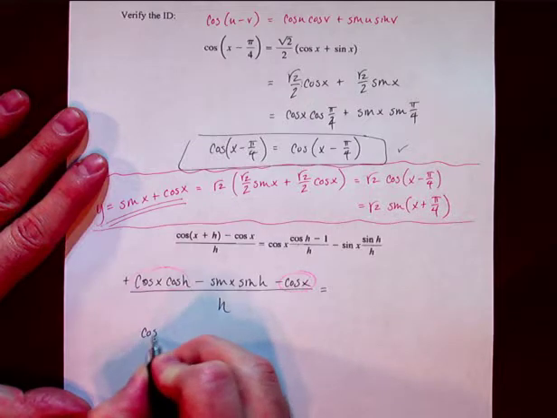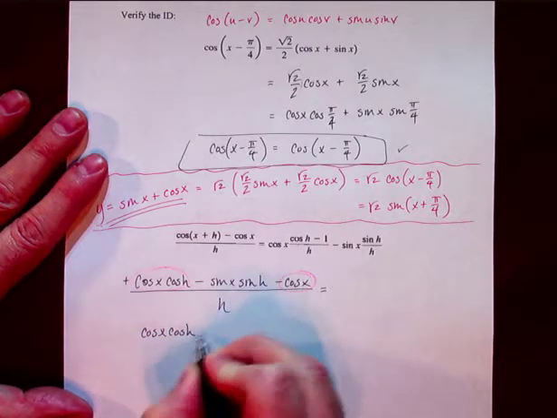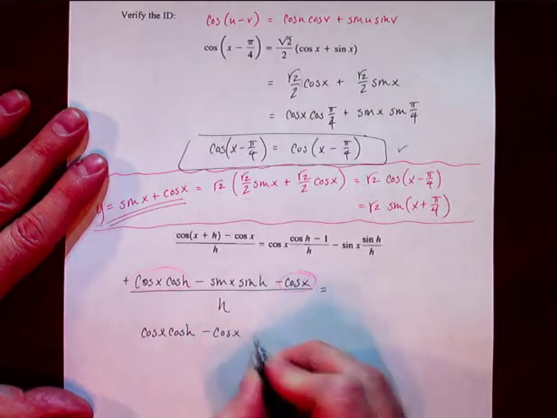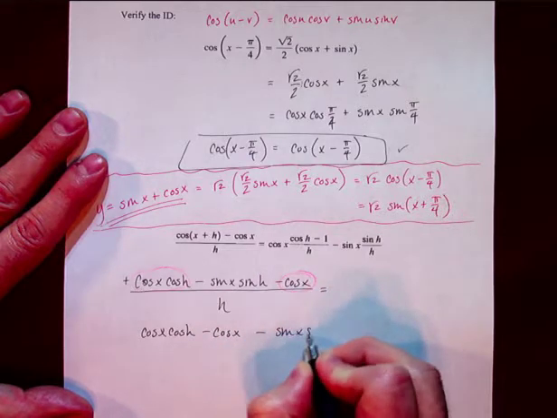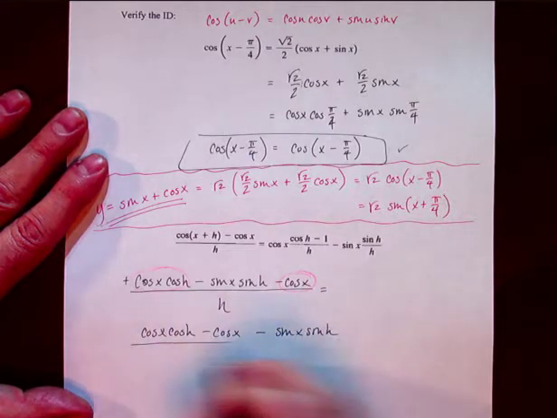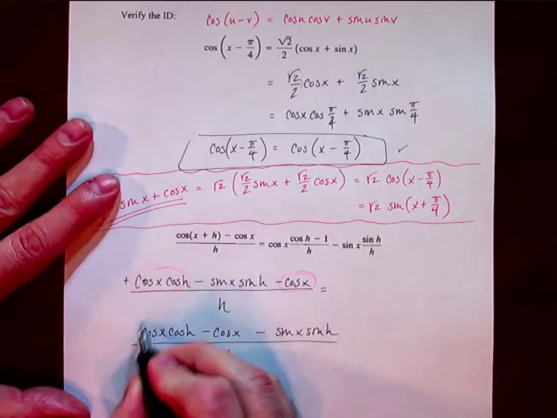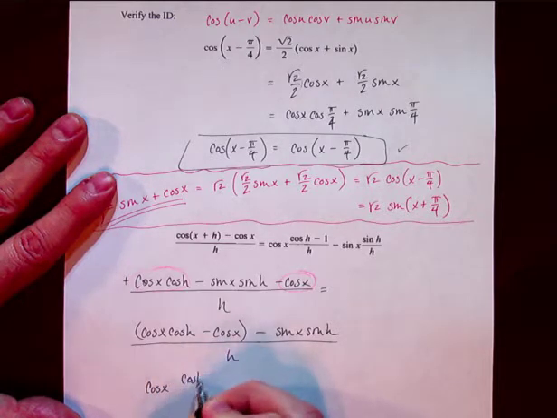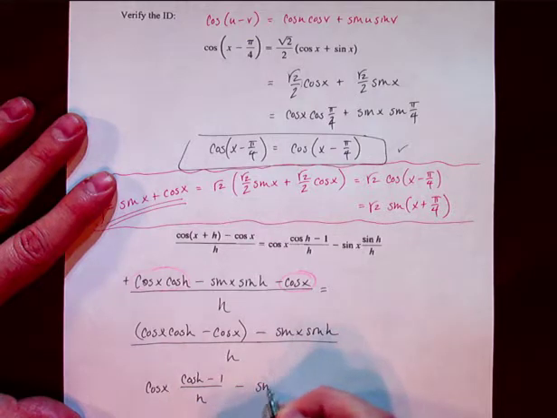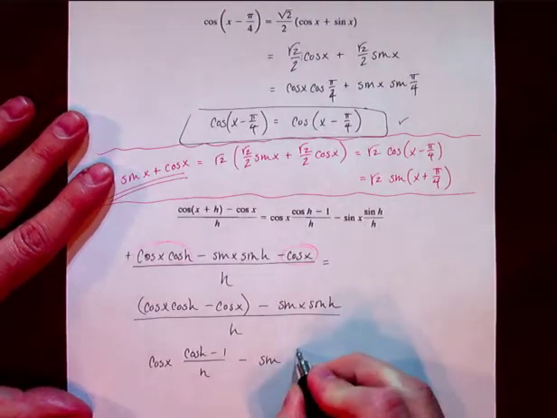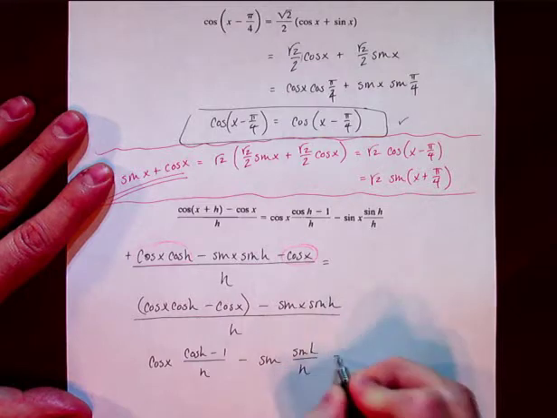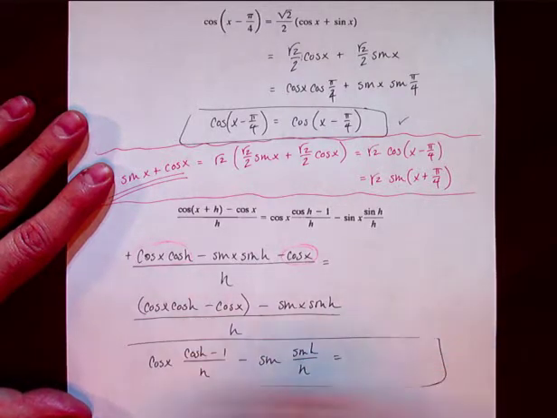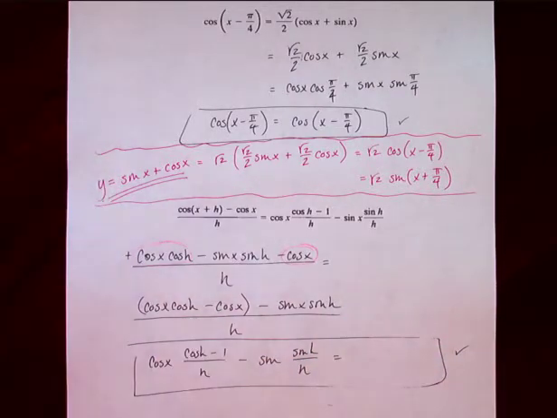And so we can reorder this as minus cosine x, and then minus sine x sine h, all of that over h. And of course, if you group that like that, you wind up getting cosine x times (cosine h minus 1) over h, minus sine x times sine h over h. And of course, that is identical to the right-hand side.